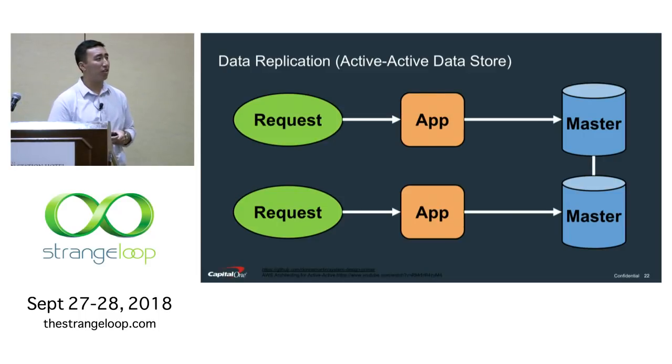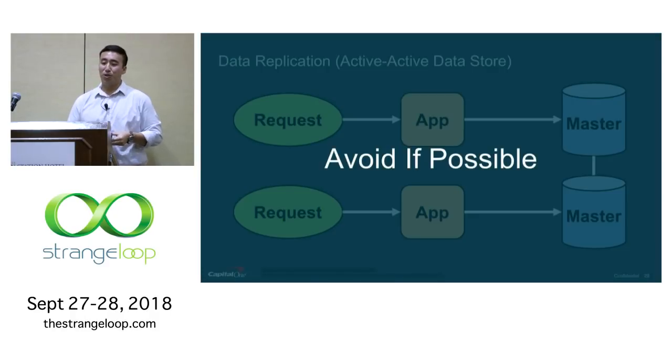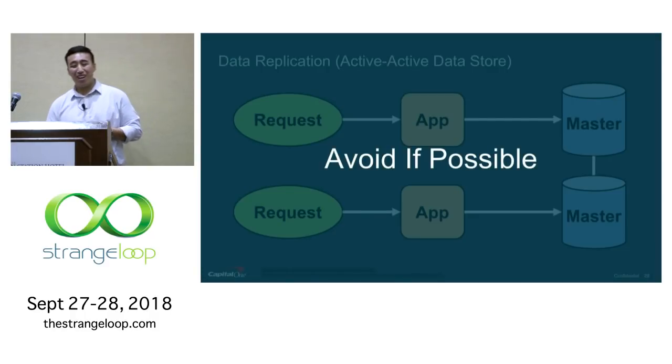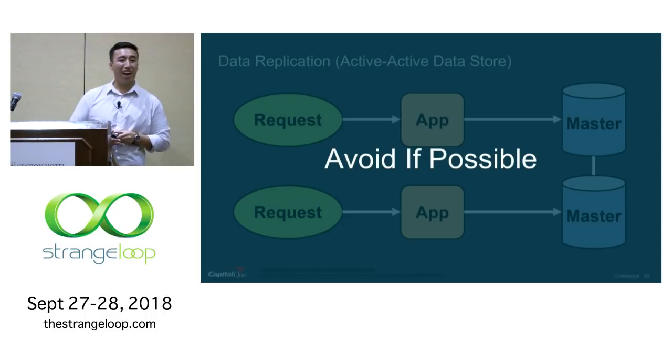Latency also becomes a very large issue here. If you need synchronous replication, then we're going to be increasing our latency and have a higher potential for collisions. So right off the bat, we need to consider, can we asynchronously replicate our data? And do we really need an active-active data store?